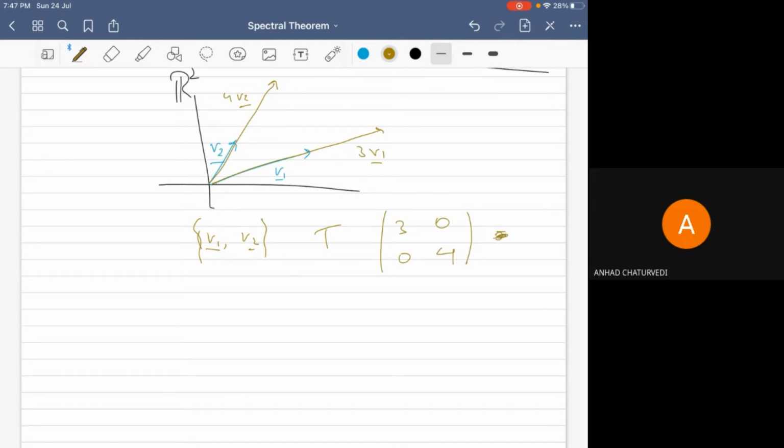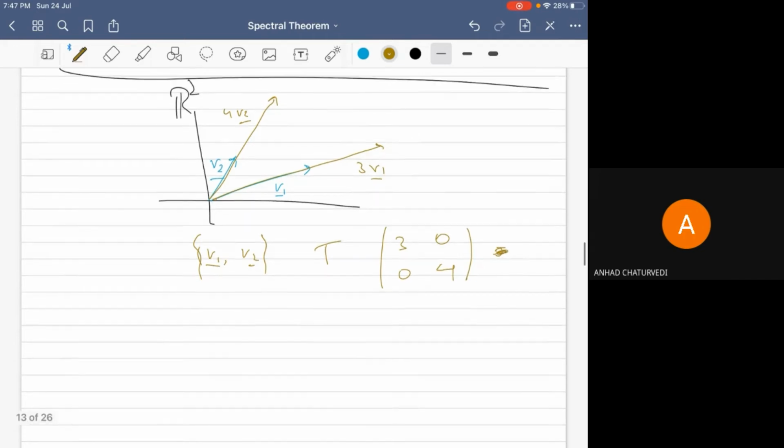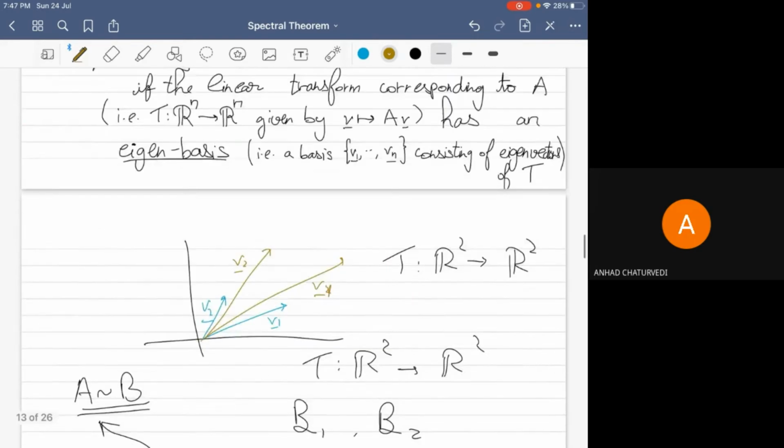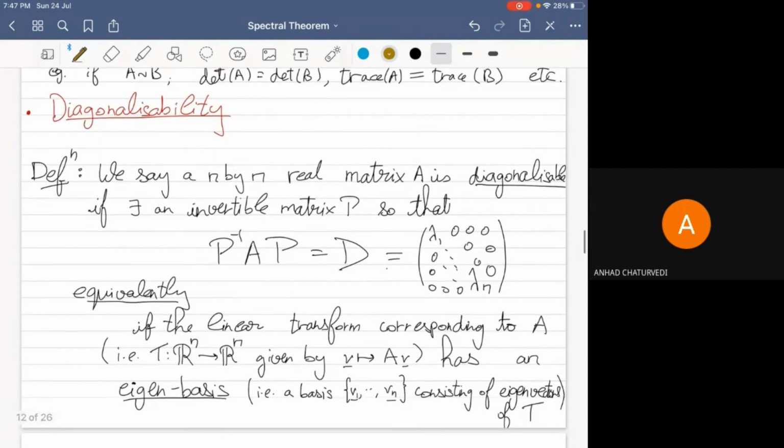And because of the change of basis theorem above, this is the same as saying that any matrix corresponding to T satisfies that there exists some P, which is like converting bases, such that this is the diagonal matrix with 3, 4 on the diagonal and 0 elsewhere. So for now, let's focus on this definition more.